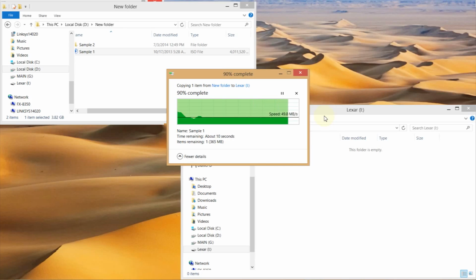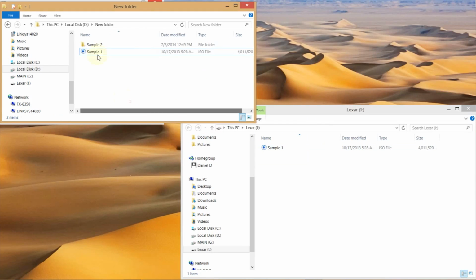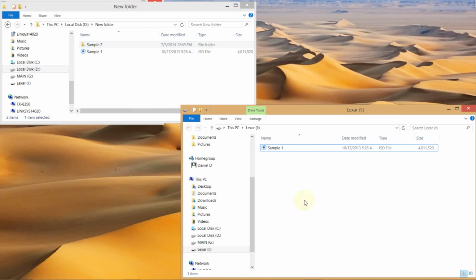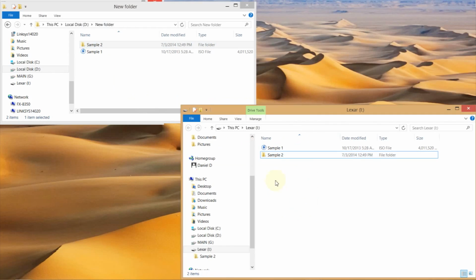Fifty megabytes per second write speed, 4 gigabyte ISO over USB 3, so it would still take a while to fill it up, but nowhere near as long as with USB 2. Now we're going to use sample 2, a 600 megabyte file with many smaller 3 megabyte files. You can see it's moving between 33 and 34, so we're going to say 34 megabytes per second write speed with many smaller files.